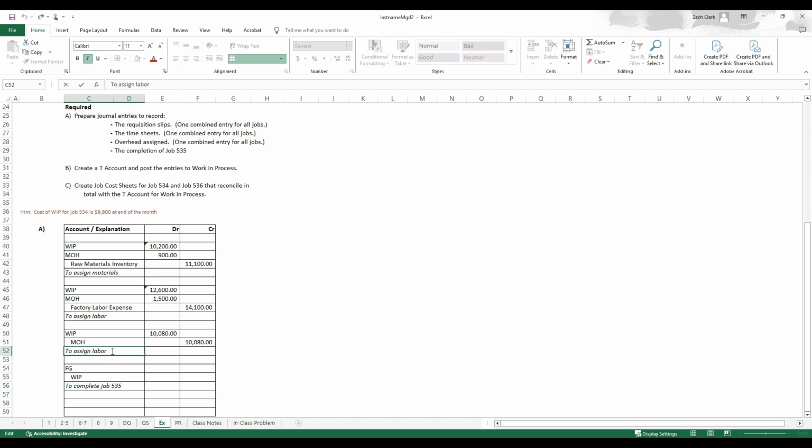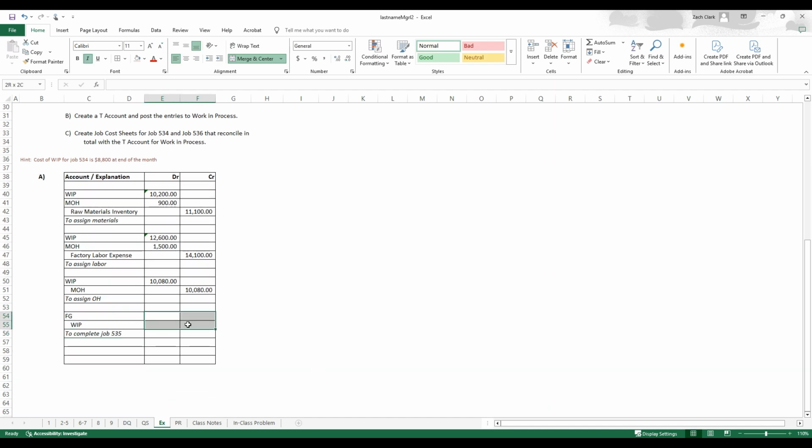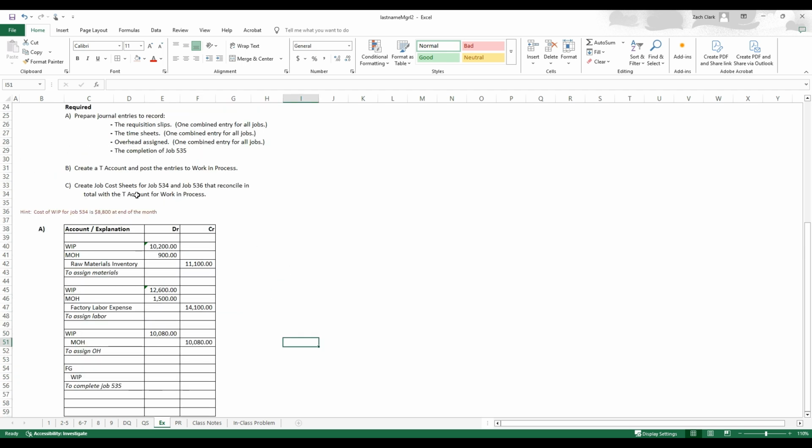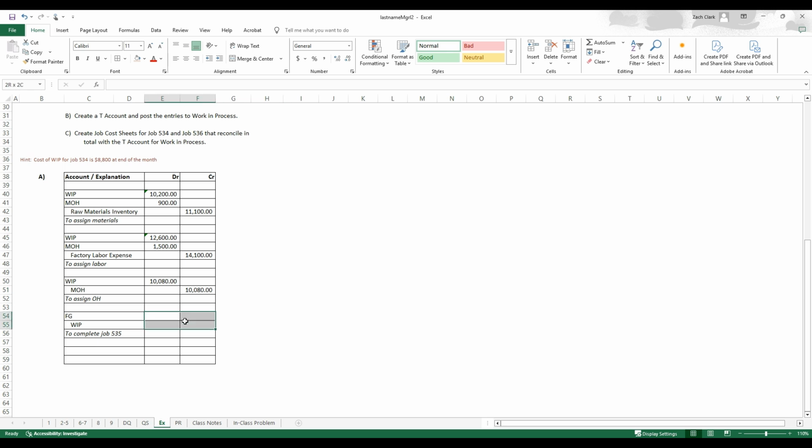Oh, sorry, I need to update this as well. Let's say to assign overhead. Okay, but I'm going to leave the debits and credits for this journal entry blank until we finish part C, which is the creation of the job sheets, because it's much easier to do this entry when we can actually see what the specific ending costs are for all the jobs, which we will get from that. So TBD, let's just highlight these. I'm just going to put a yellow highlight there to indicate that we will be back.